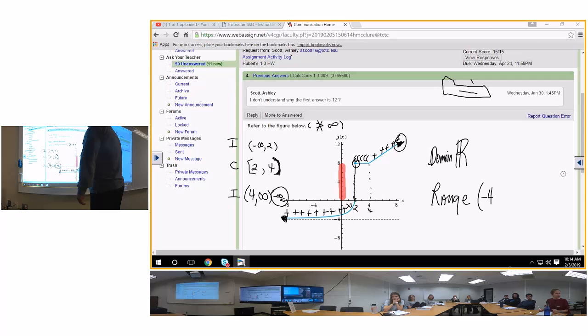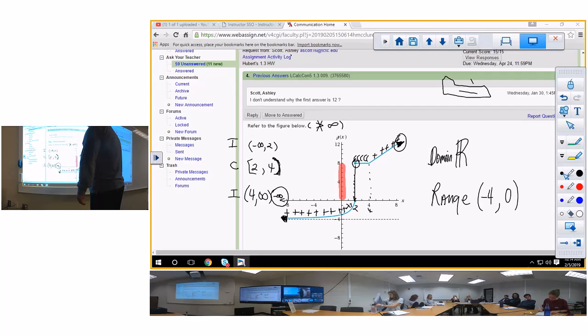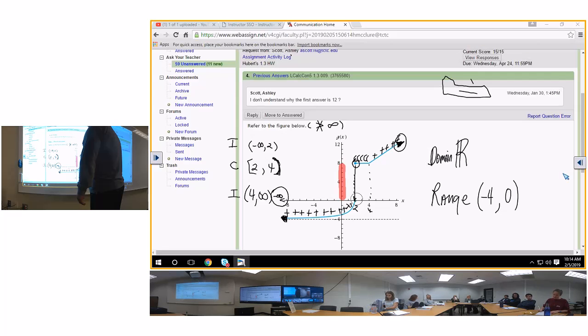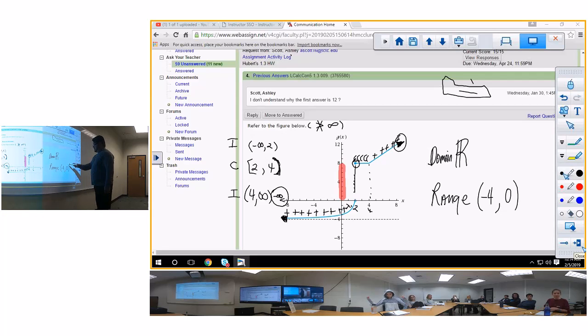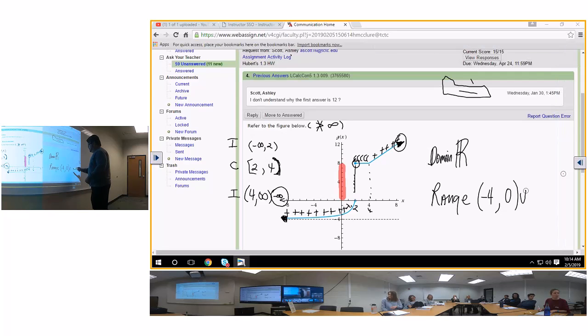So the range is going to be from -4, because it never touches -4, to what? 0? Do I touch 0? No, because you have what circle on 0? Y'all are supposed to be interacting with me. What do you have there? An open circle. That's why you get a parenthesis on 0. And then from 0, this is a union. It's not an intersection because there's no overlap. And then from 8 to what?